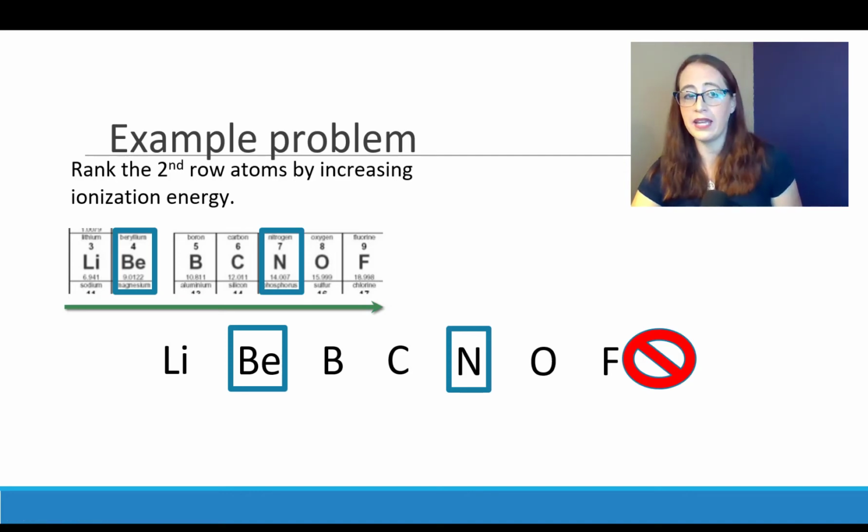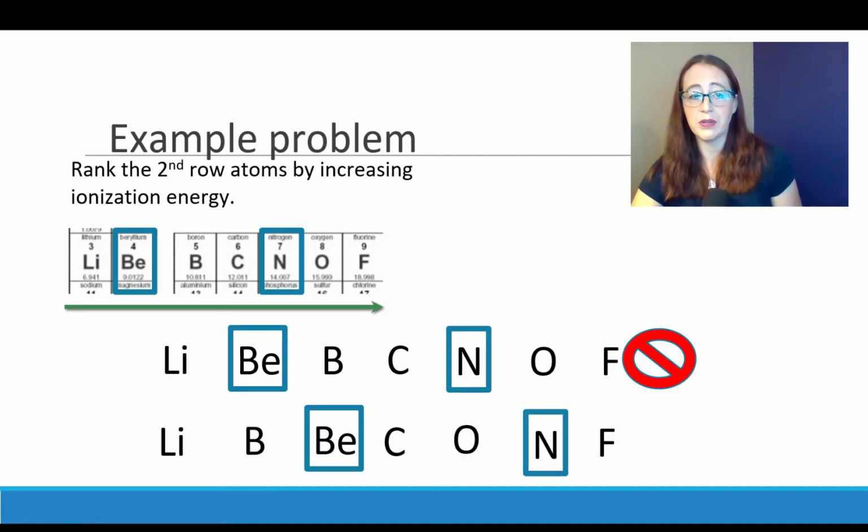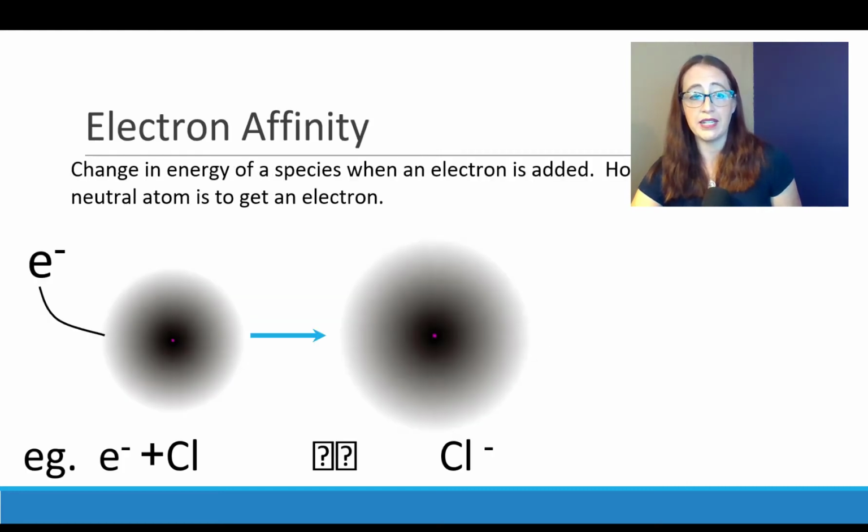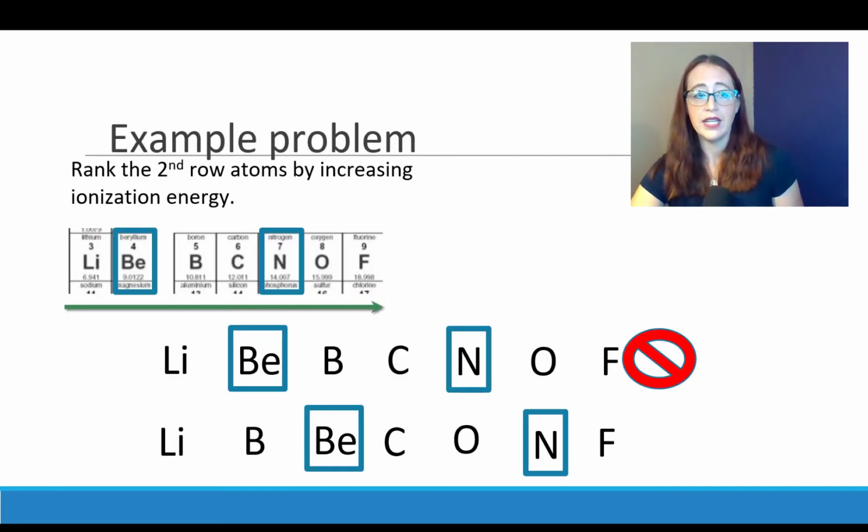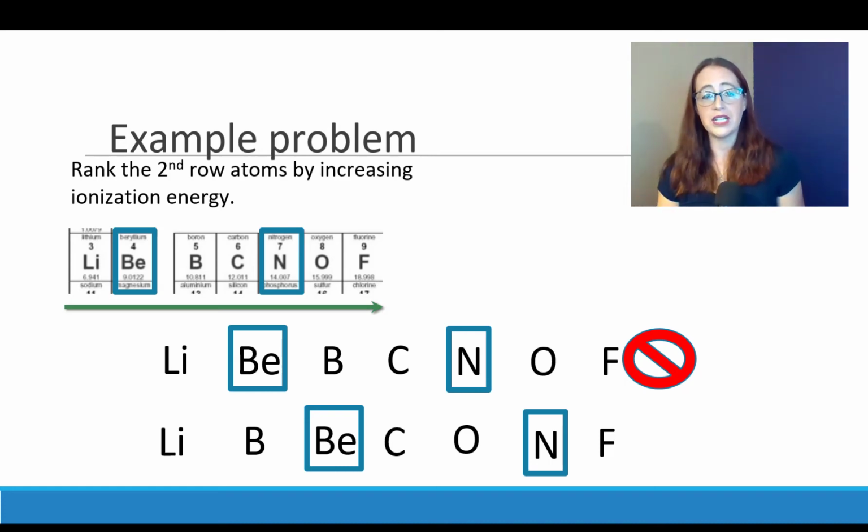So this one isn't right. We need to switch beryllium and boron because beryllium is going to be just a little bit harder to remove that electron than boron. And then we're going to need to switch the nitrogen and the oxygen because nitrogen is going to be just a little harder to remove that electron than oxygen. So those are going to be unexpectedly high.